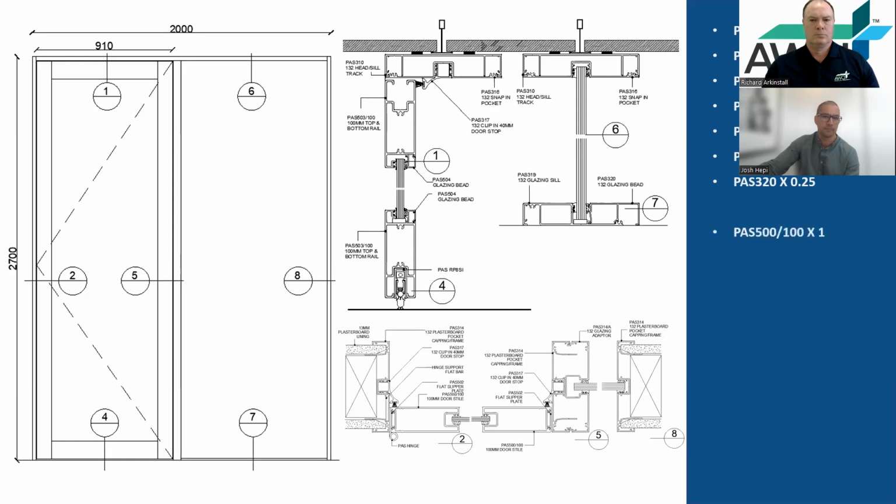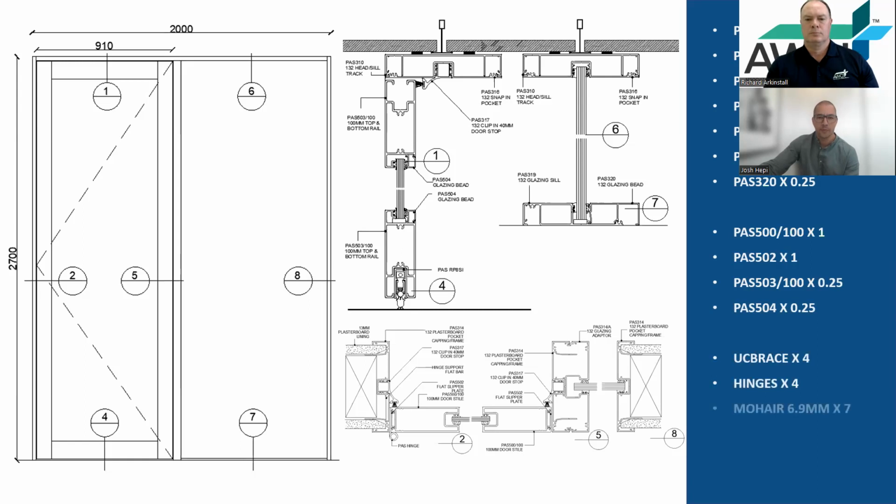Same quantities pretty much for the door. 1 door style, 1 slipper plate, 1/4 a length of top and bottom rail, and 1/4 a length of bead. 4 UC braces, 4 hinges, 7 meters of mohair, 4 hinge supports, and often not thought about, but there is a footing that we have for our mullions, which is a stake 314, which would go down here and brace it to the slab.